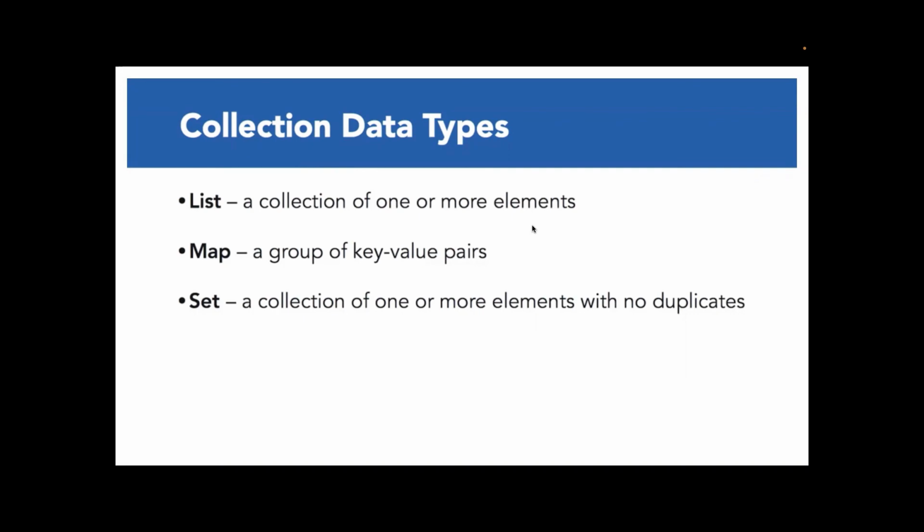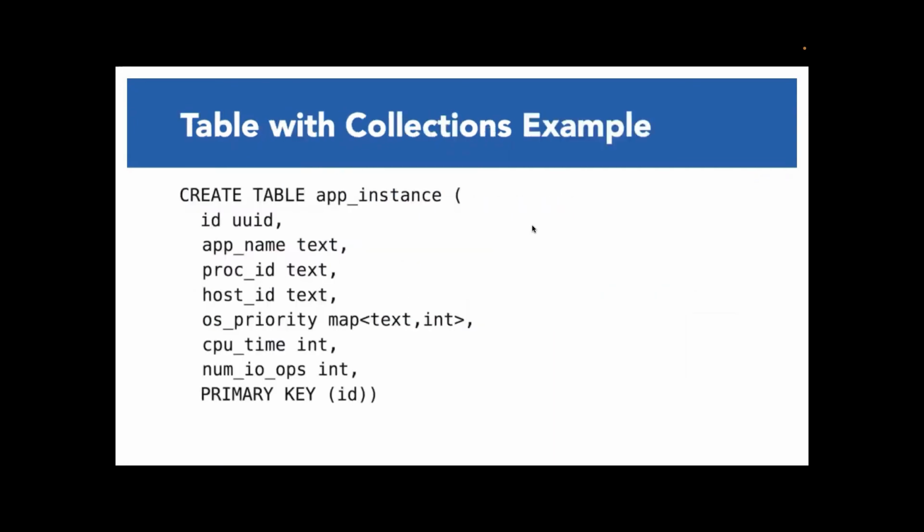For example, you might want to change your app instance table to store the average, minimum, and maximum OS priority over some period of time, such as the last 10 minutes. We can do this by specifying a collection called OS priority, in which we'll store 3 pairs: the string average, followed by the average value, the string minimum, followed by the minimum value, and maximum, followed by the maximum value.